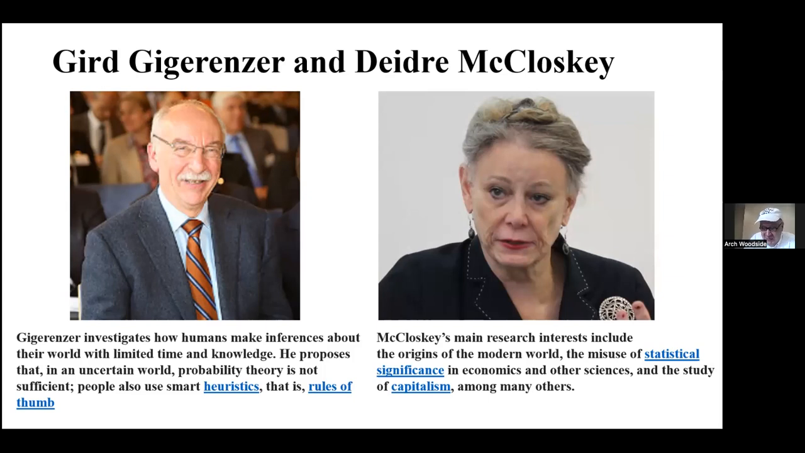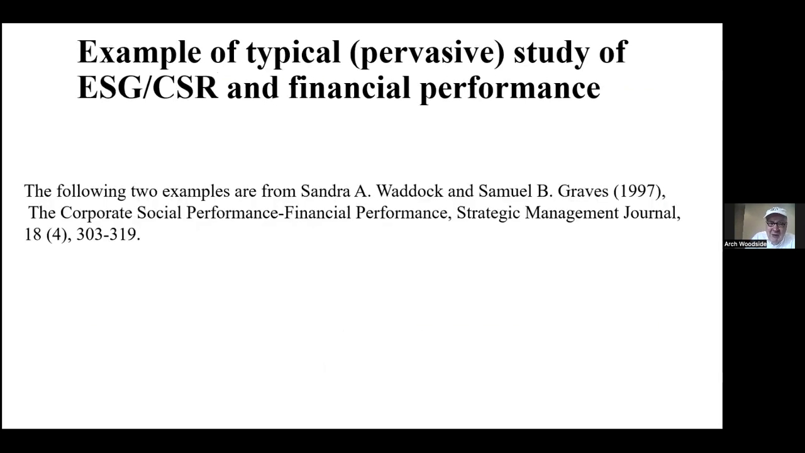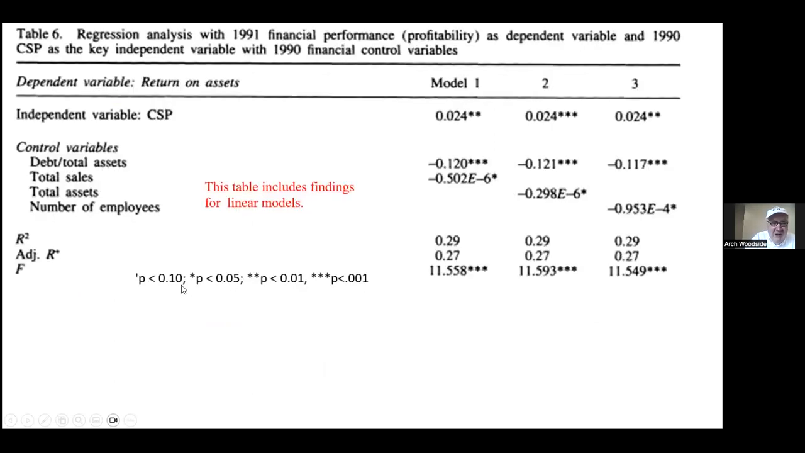No, there's a few exceptions, but most of it is bad stuff, according to McCloskey, and she's basically correct. So we're going to look at a couple of examples of what's done typically. And this one study has close to 10,000 citations that we're going to look at related to ESG and financial performance. And here's the key result from it.